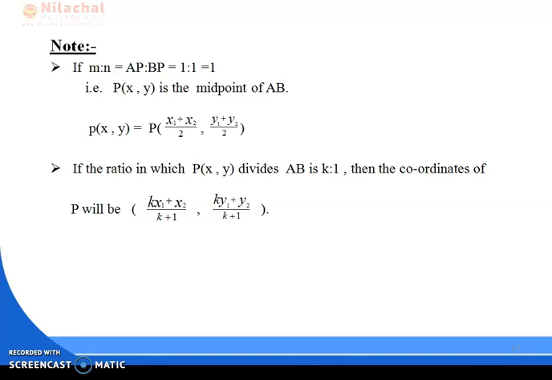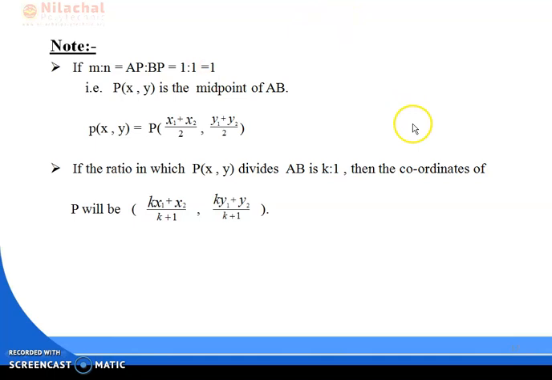Then we go to the case where the ratio in which P (x, y) divides AB is k to 1. That means m is k, n is 1. Then the coordinates of P will be (kx2 + x1) by (k + 1), which means m + n, and (ky2 + y1) by (k + 1). So if the ratio is k:1, then this should be the formula of the internal section formula.